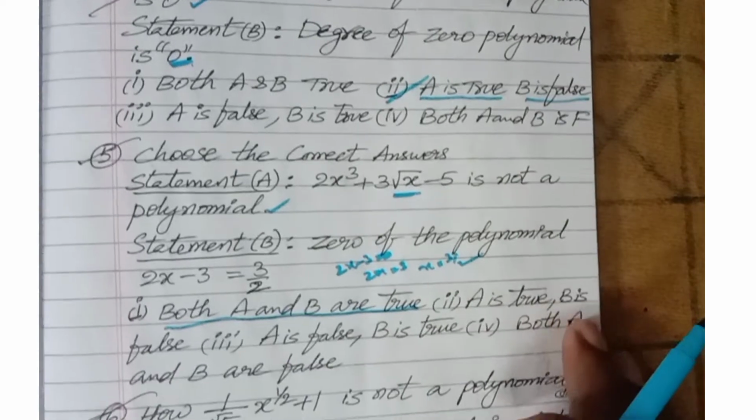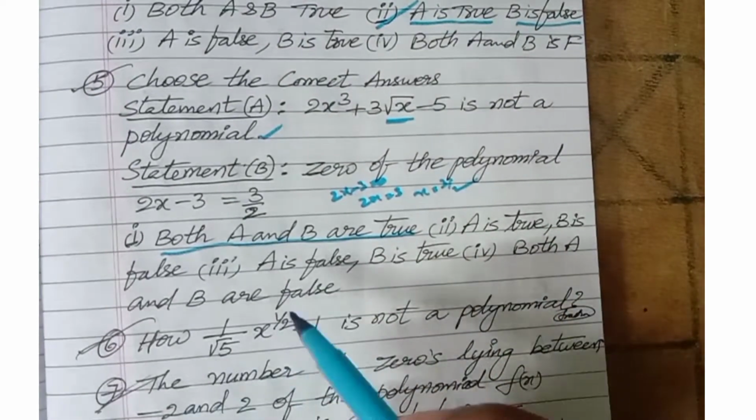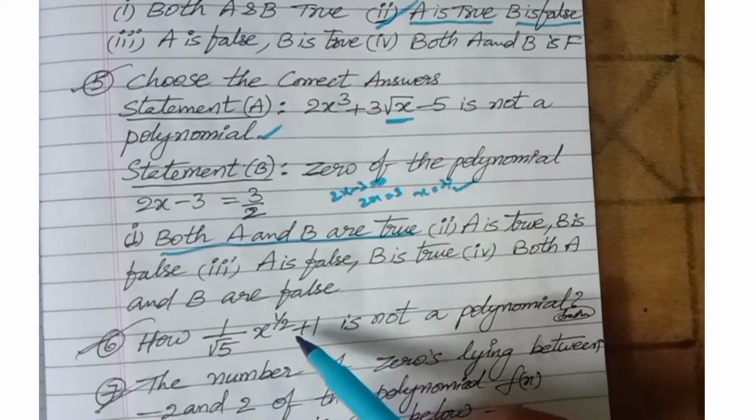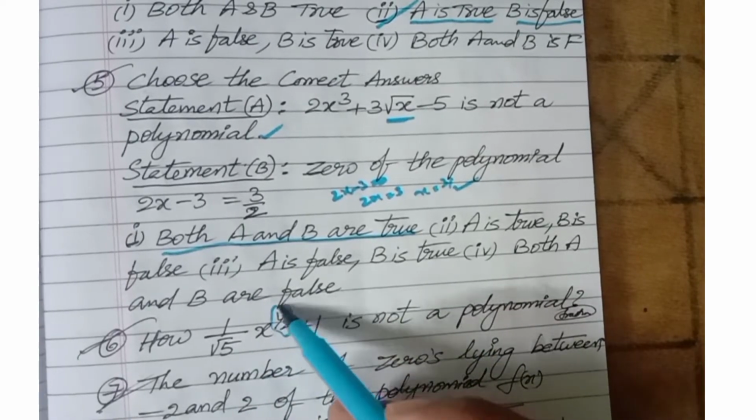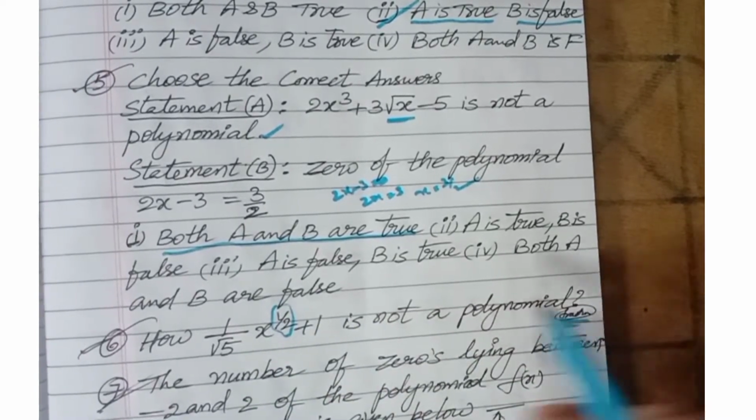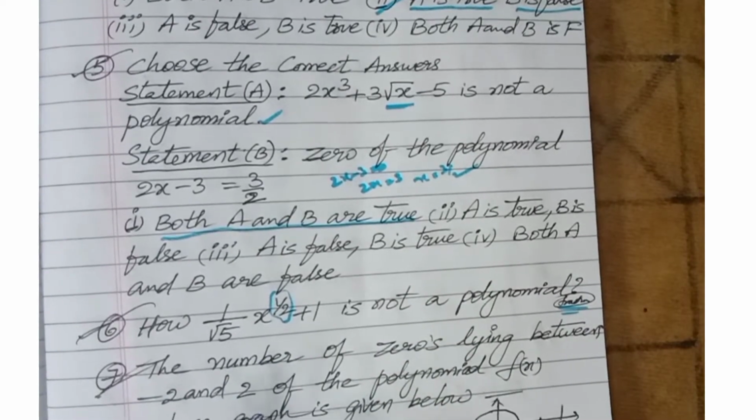That is very important. Next, 1 by root 5 x power 1 by 2 plus 1 is not a polynomial. Here the power of the variable is a fraction. Therefore it is not a polynomial.